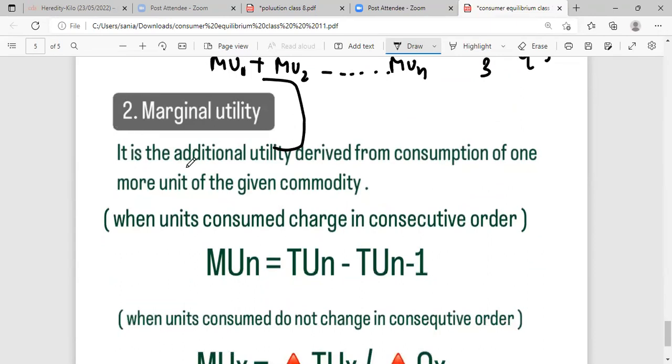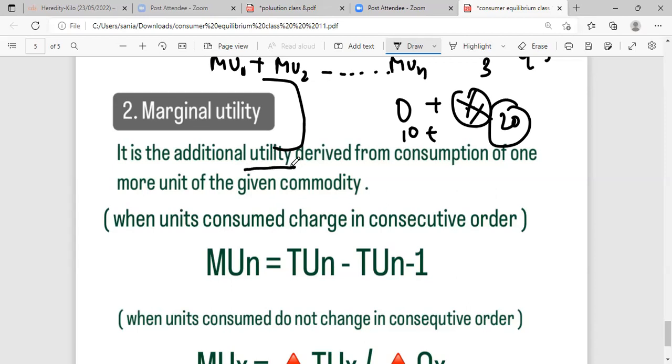It is the additional utility derived from consumption of one more unit of a given good. For example, you ate chocolate, it gave you 10. After that you ate pizza, that gave you 20. So this is an addition to your utility. It is the additional utility derived. You are getting additional satisfaction when you consume one more unit of a given commodity. Commodity means goods. That is known as your marginal utility.